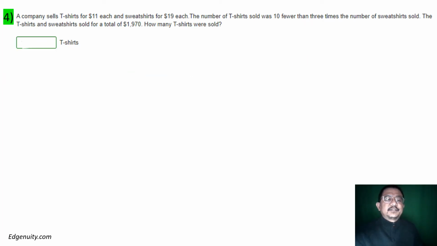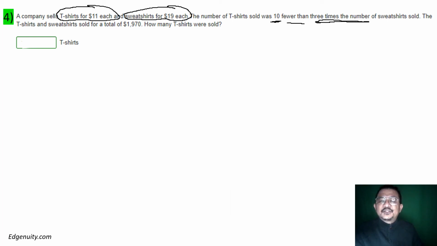A company sells t-shirts for $11 each and sweatshirts for $19 each. The number of t-shirts sold was 10 fewer than 3 times the number of sweatshirts sold. Okay? The t-shirts and sweatshirts sold for a total of 1,970. How many t-shirts are there?